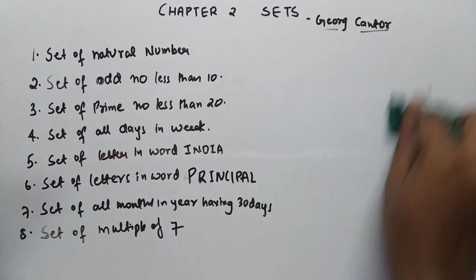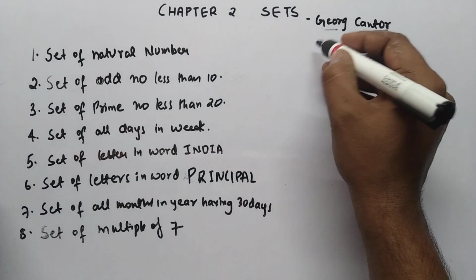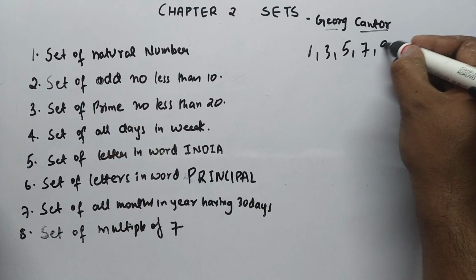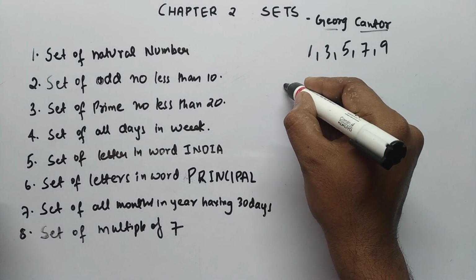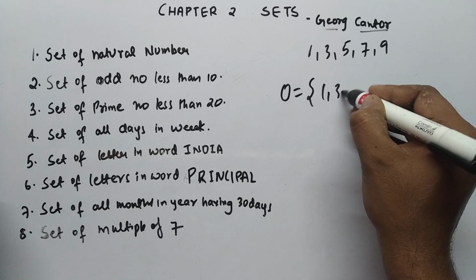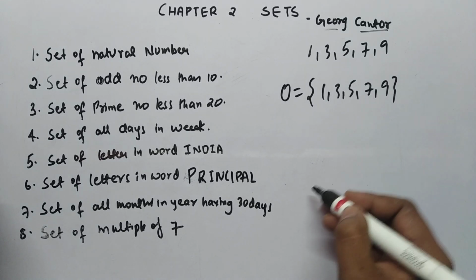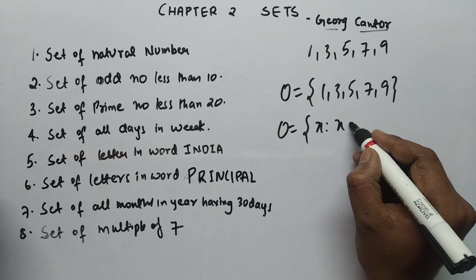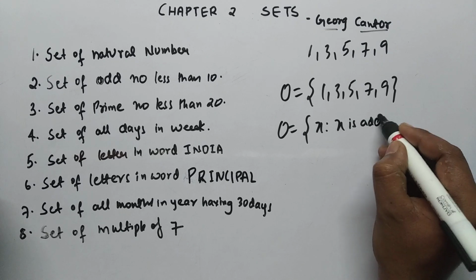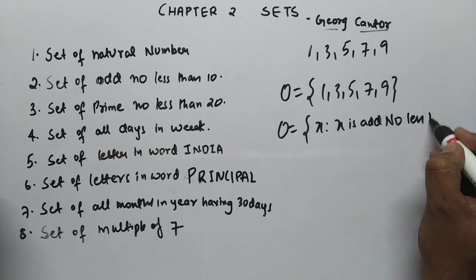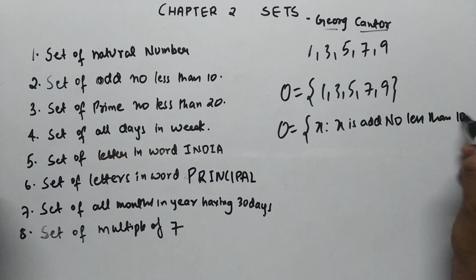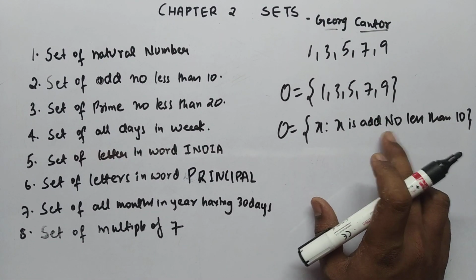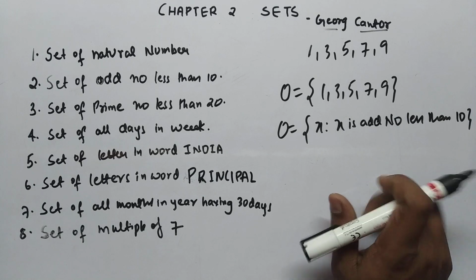The second question asks you to write the set of odd numbers less than 10. First let me write the odd numbers less than 10: 1, 3, 5, 7, 9. In roster form, you write 1, 3, 5, 7, 9. In set builder form, you write x such that x is an odd number less than 10. You can just write it as a statement. So this is a simple way.